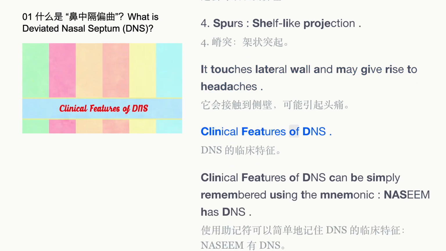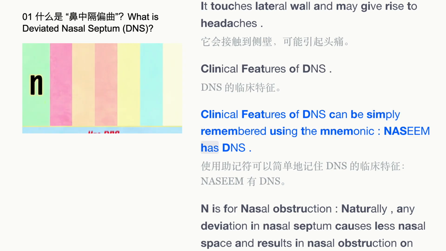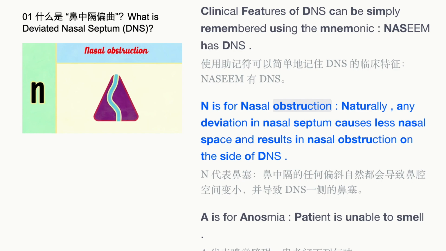Clinical features of DNS. Clinical features of DNS can be simply remembered using the mnemonic Nassim has DNS. N is for nasal obstruction. Naturally, any deviation in nasal septum causes less nasal space and results in nasal obstruction on the side of DNS.